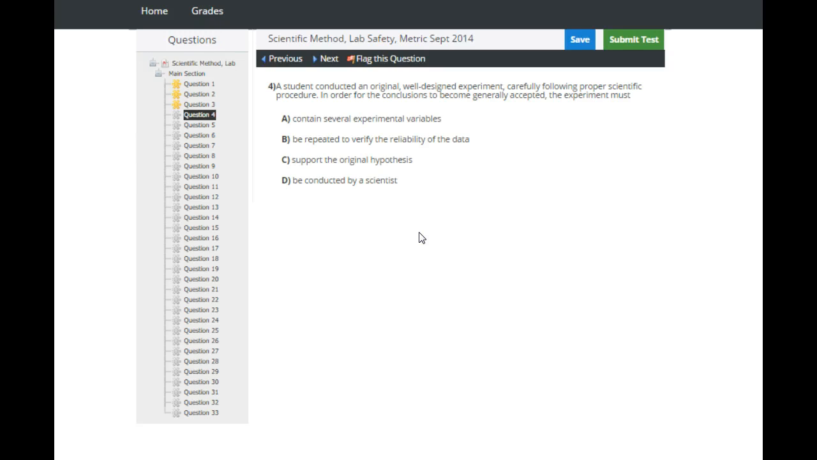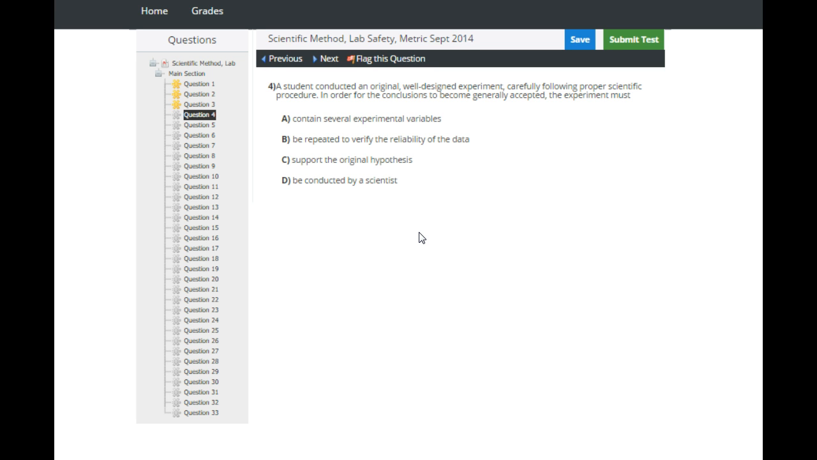B, be repeated to verify the reliability of the data. There you go. That sounds pretty good. It's got to be repeatable in order to be considered valid. C, support the original hypothesis. Let's see, go back to the question. In order for the conclusion to become generally accepted, it must support the original hypothesis?